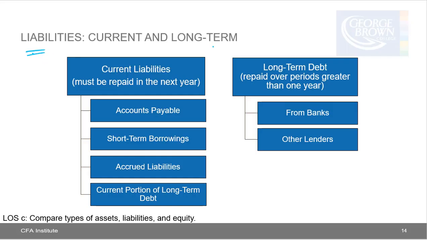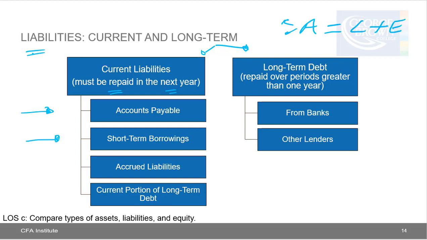Okay, now we're moving over to the liabilities. Recall the balance sheet: assets equals liabilities plus equity. So we saw that the assets are made up of current assets and non-current assets. Well, similarly, liabilities are broken up between current liabilities and long-term debt. Current liabilities must be repaid within the next year or operating cycle, which is typically 1 year. Some examples of current liabilities are accounts payable. I've bought something from a vendor, but I haven't paid them yet. So that would be an accounts payable.